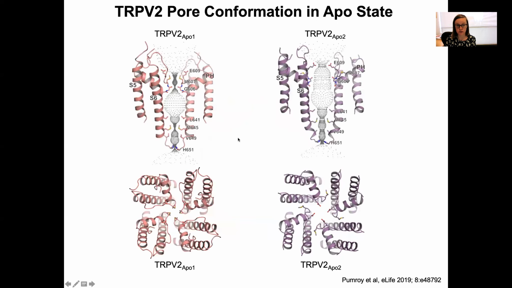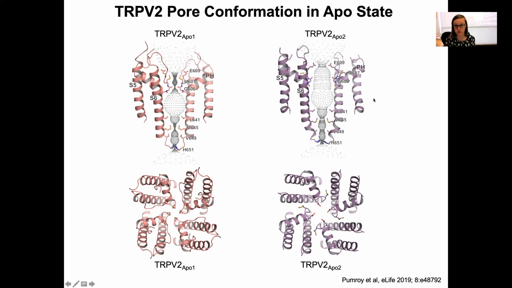And so the first thing we had to solve using cryo-electron microscopy was the overall apo structure of the channel at higher resolution. And to our surprise, we discovered that the channel could contain 2 sorts of substates in the apo state. It has an apo1 state and an apo2 state. They are basically closed channels, so no ion could go through the pore of the channel.